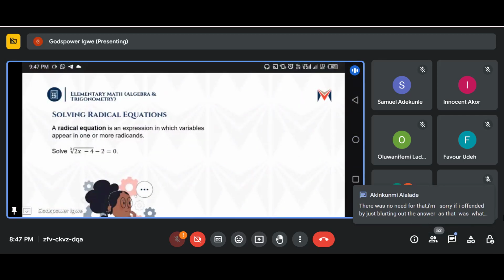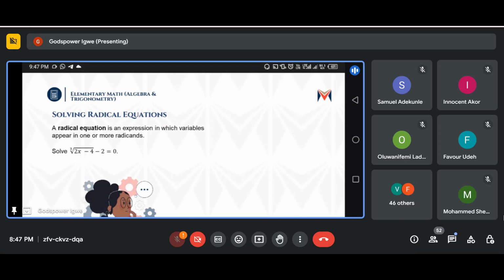So a radical equation is an expression in which variables are very important. So the cube root of 2x minus 4, minus 2. We solved this last time. We said this is just to transfer this minus 2 to the other side. It's going to be positive 2. Then divide both sides by 3, so this is going to be 3 raised to power 3.